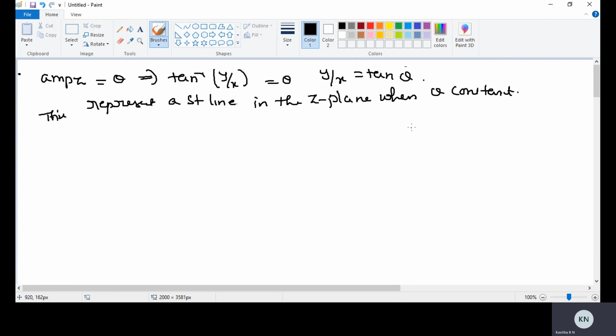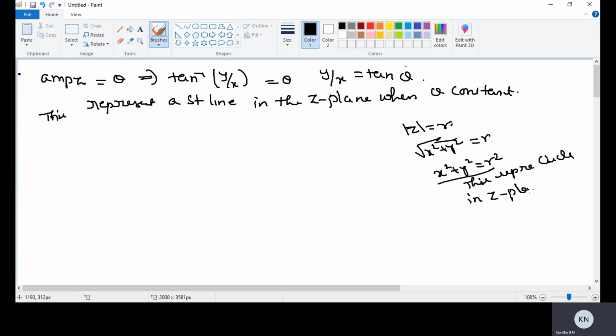Understood what I told? If you take mod of z is equal to r, mod of z means nothing but square root of x square plus y square is equal to r. Squaring on both sides, what will we get here? x square plus y square is equal to r square. So this represents a circle in the z plane, and the center is 0, 0.